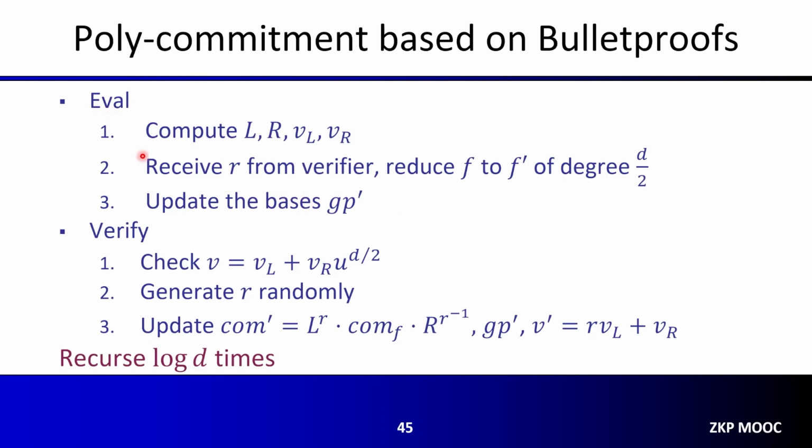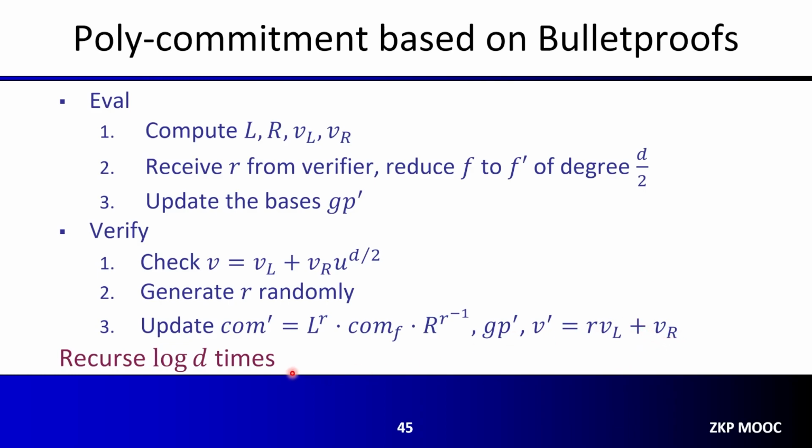After that, the prover should update the basis from the original global parameters GP to GP prime using the equation I explained before. On the verifier side, the verifier receives two new claims, VL and VR. First, she has to check that they're consistent with the original claim, the evaluation V. And then the verifier generates this R randomly and updates the commitment with this equation, updates the global parameters, and also updates the claim of the evaluation V prime as R times VL plus VR.